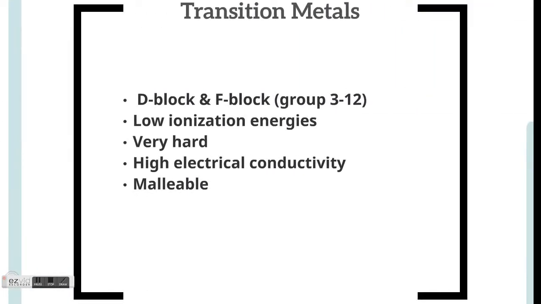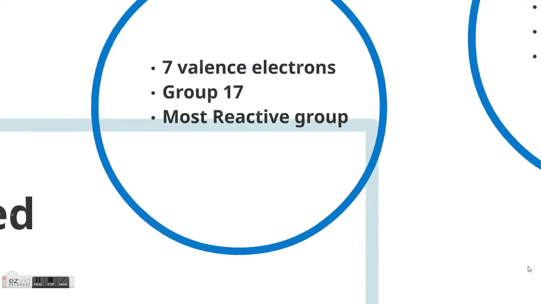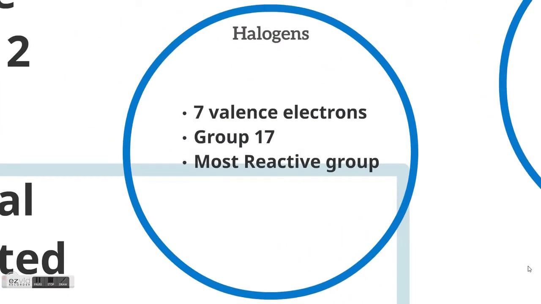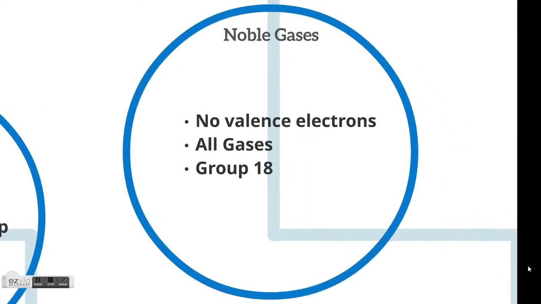Transition metals, D block and F block. Low ionization energies, very hard, high electroconductivity, and malleable. Halogens, 7 valence electrons, group 17, and the most reactive group. Noble gases, no valence electrons, all gases, and group 18.